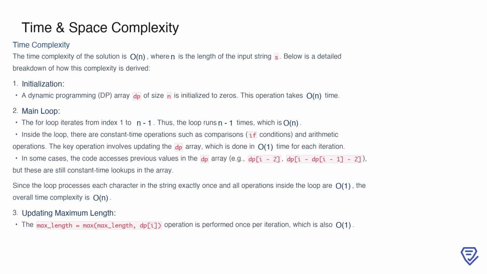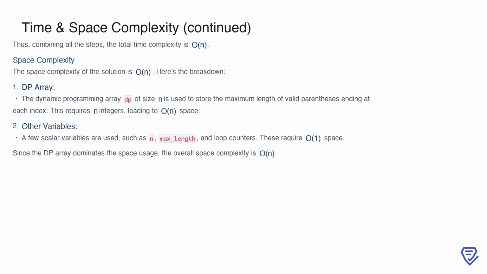Even when we access previous values in the dp array, such as dp[i-2] or dp[i-1], these lookups are O(1). Finally, updating the maximum length using max(max_length, dp[i]) also takes constant time. Since the loop processes each character of the string exactly once, and all operations inside are O(1), the total time complexity sums up to O(n). Combining all these steps, the overall time complexity of the solution remains O(n).